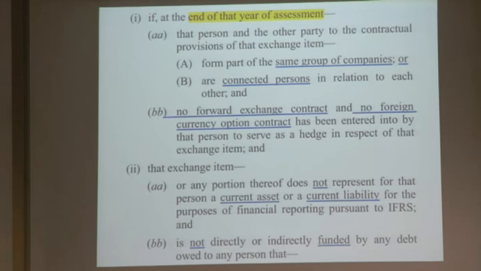The second one is, you may not hedge that transaction. So there cannot be a forward exchange contract or a foreign currency option contract. So as soon as the transaction is hedged, 10 capital A is not applicable. And then the third important requirement is the exchange item or any portion thereof does not represent for that person a current asset or a current liability for purposes of financial reporting pursuant to IFRS. They are aiming to give specific rollover provisions if you have a long-term loan between connected parties that are not hedged.